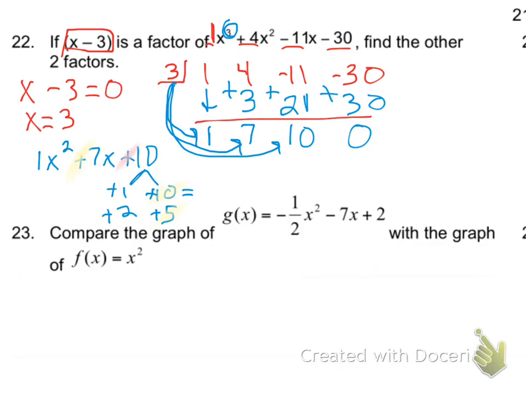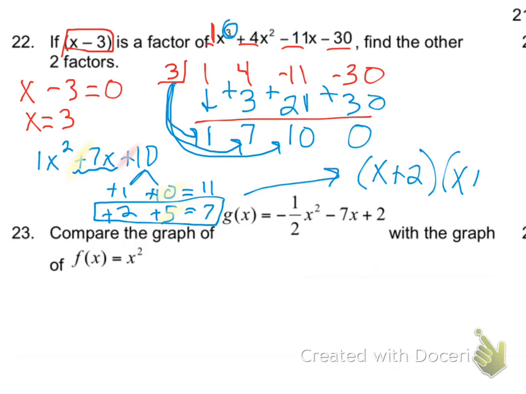When I do the math, 1 plus 10 is 11, 2 plus 5 is 7. You're going to pick the one that gives you the middle term. So this tells me my factors are x plus 2 times x plus 5. These are the other factors along with the original x minus 3.